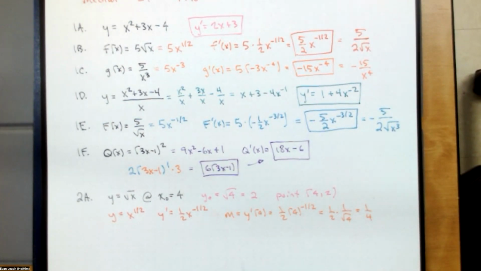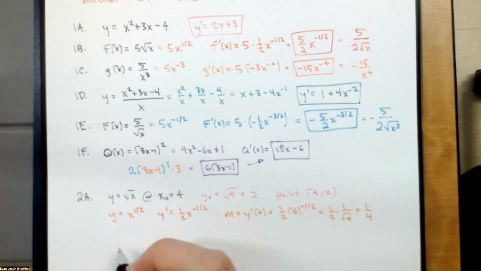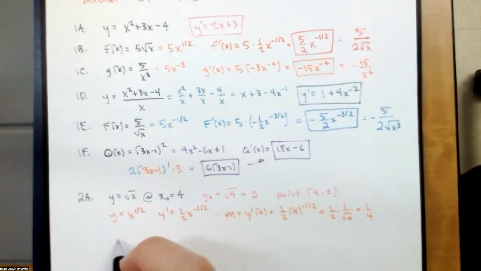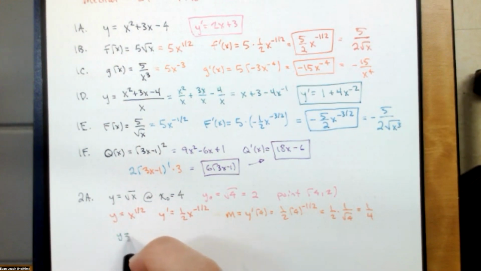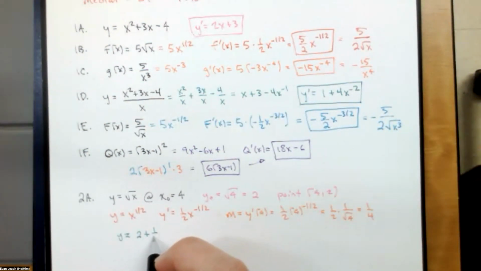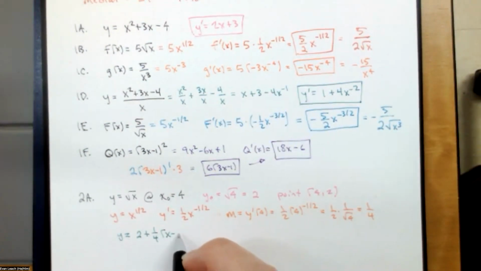That's our slope that we could put together in the point slope equation, the easiest one to get. We would write y equals y naught plus m times x minus x naught.